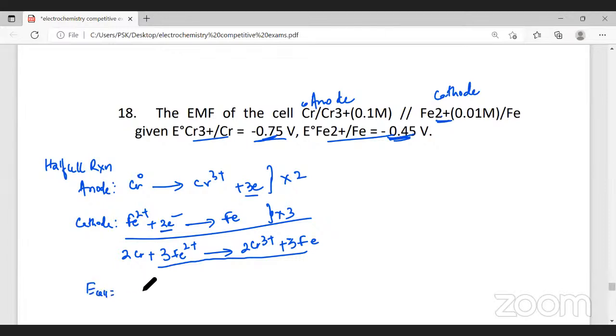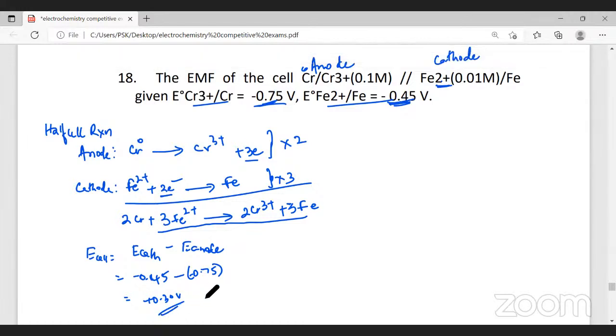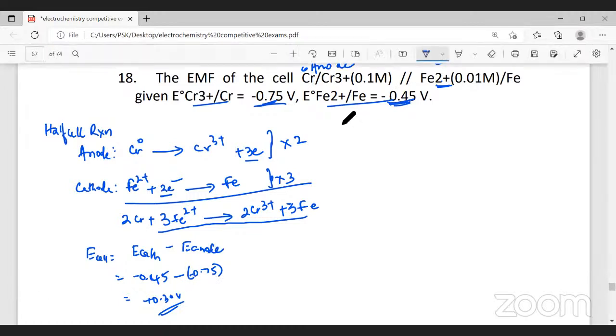E cell is equal to E cathode minus E anode. What is the cathode here? Iron is the cathode, that is minus 0.45, minus of minus 0.75, the anode. So the answer will be around plus 0.30 volt. Did you follow this? Students, you followed? Yes, sir. This is E naught of cell.